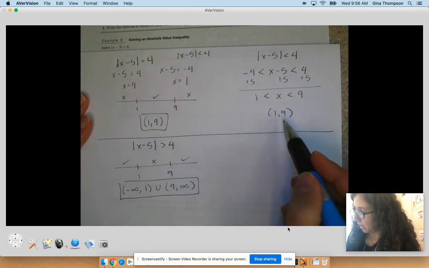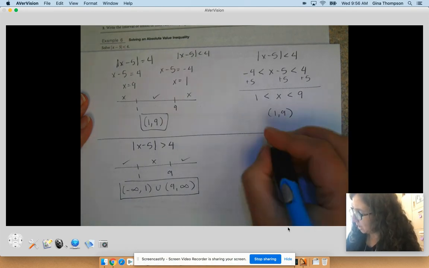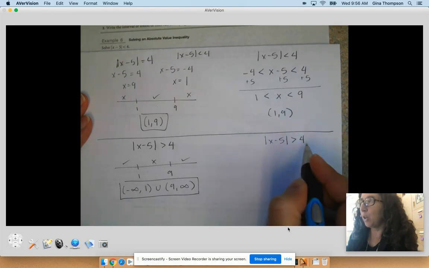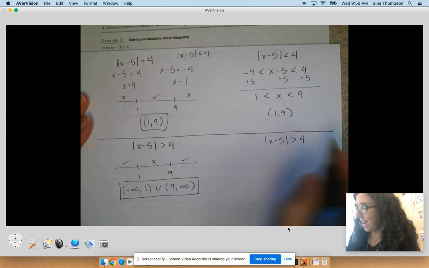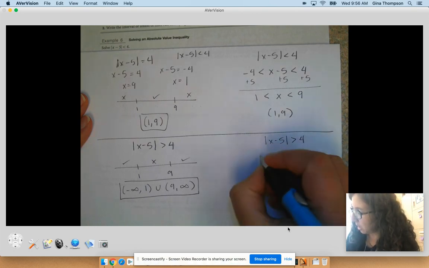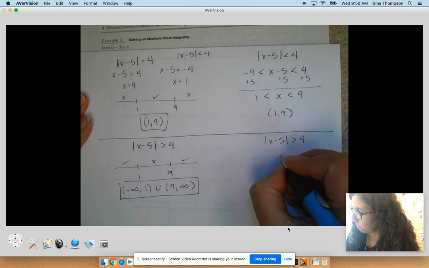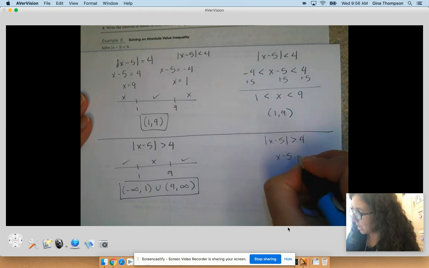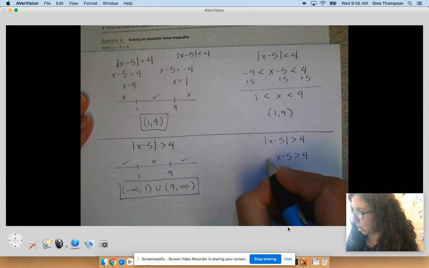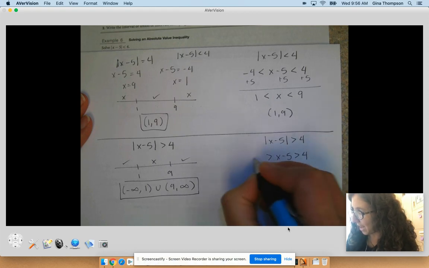Let's try this method. Let's see, what does it mean for this distance to be greater than 4? Well, again, I really am going to have 2. So what does that mean? I need x minus 5 to be greater than 4. That distance to be greater than 4. Can I write this in one? Is it less than negative 4?